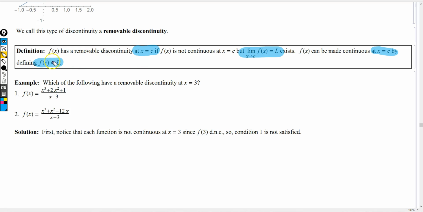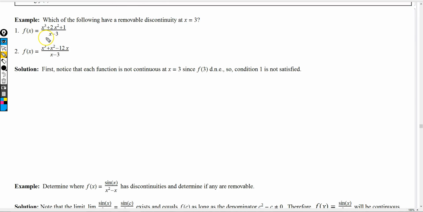So let's take a look at these examples. For the following functions, both of these functions are not continuous at 3, because if I put 3 in for x, I get 0 in the denominator, so f of 3 is undefined. But let's see which ones have removable discontinuities. So let's take a look at the first one.